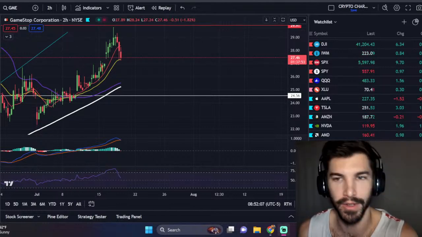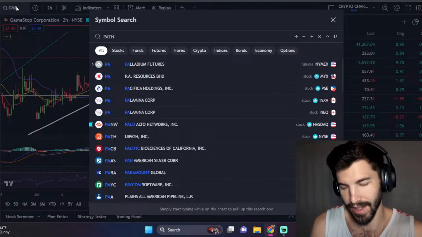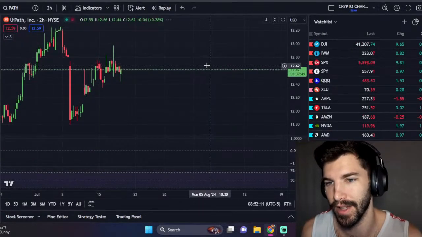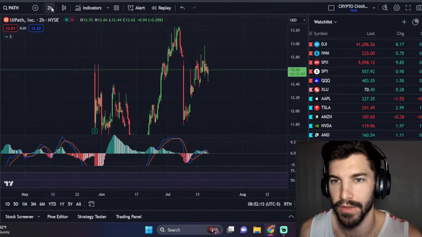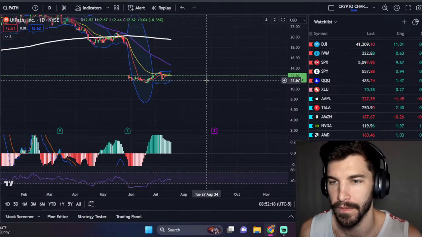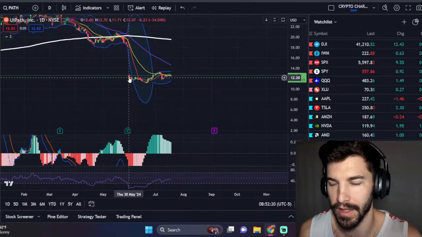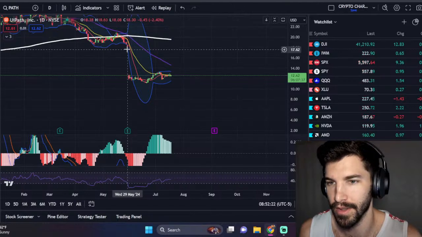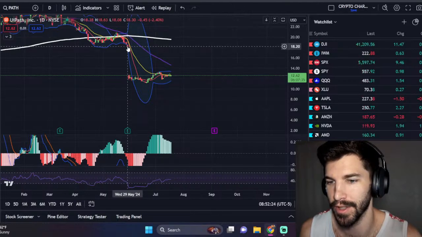A path. Oh, let's look at path real quick because that's our Kathy Wood play. I wonder if she's able to build back some money now. Let's see. Well, she went through a pretty dang big loss, 34%. So she's still fairly underwater here, guys.